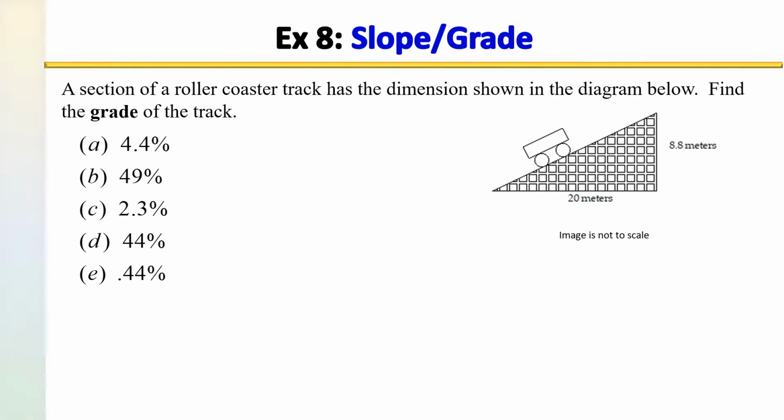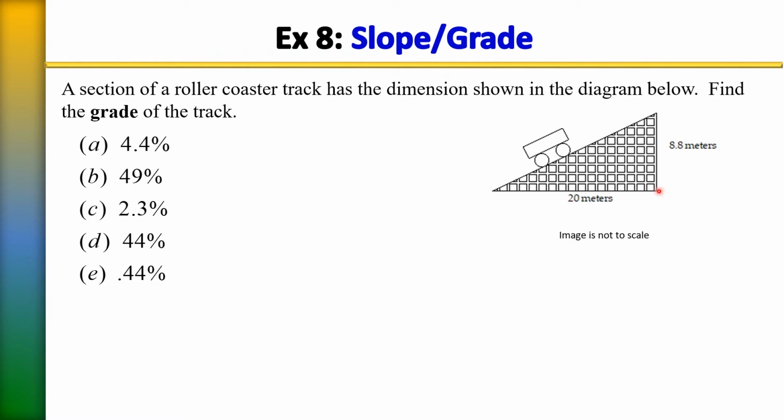A section of a roller coaster track has the dimensions shown in the diagram below. Find the grade of the track. Now recall, to find the grade is nothing more than simply finding the slope, except with grade we write or represent our answer as a percent. So let's first find the slope. Recall, the slope is your rise over your run. And so our rise of the track is nothing more than its height, and at this point it's 8.8 meters.